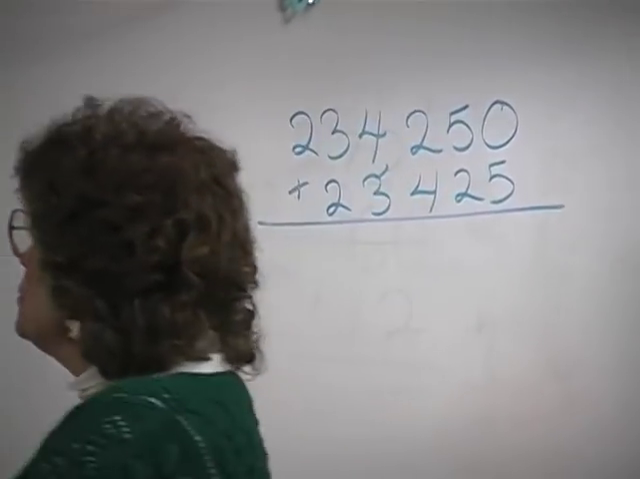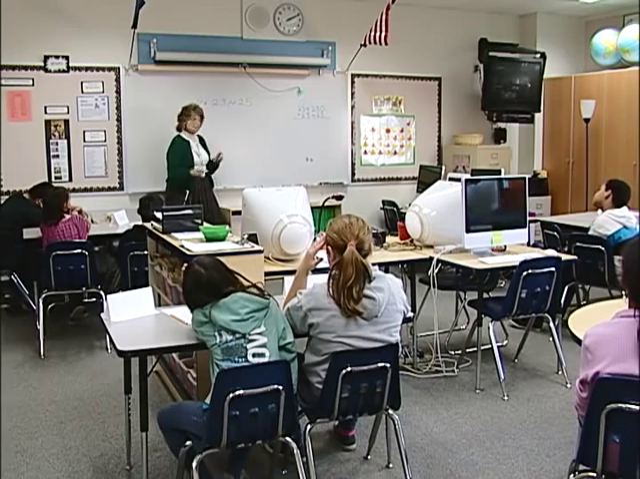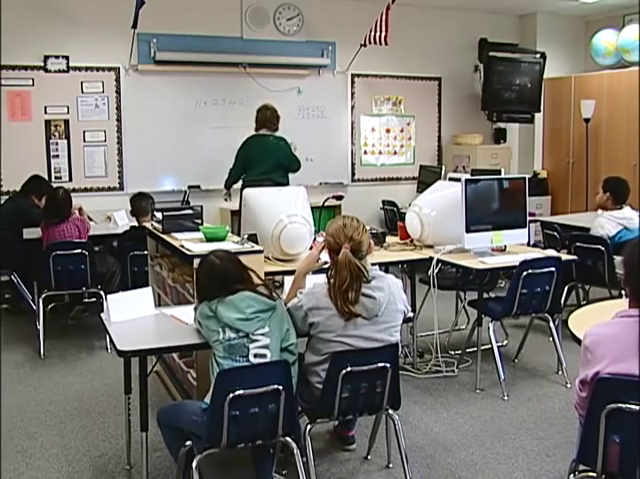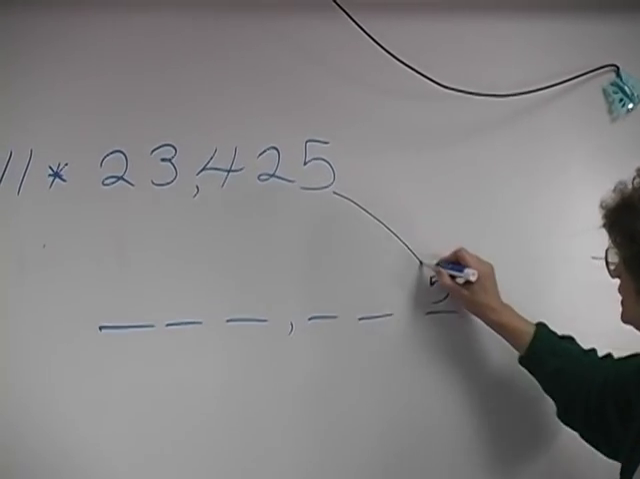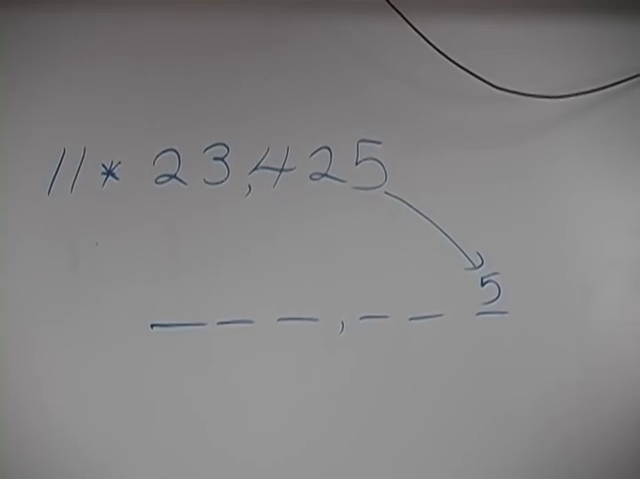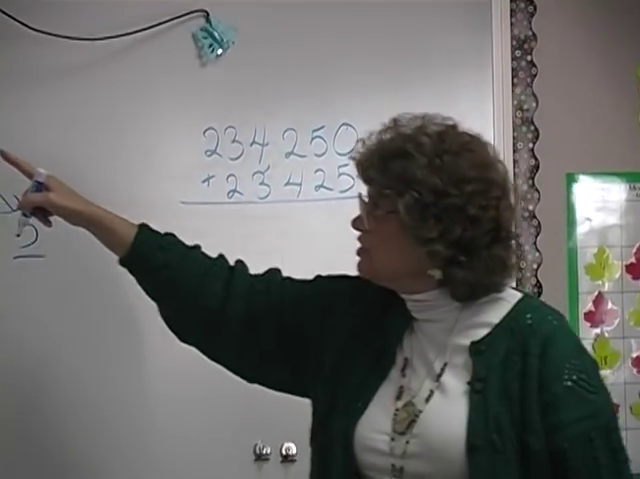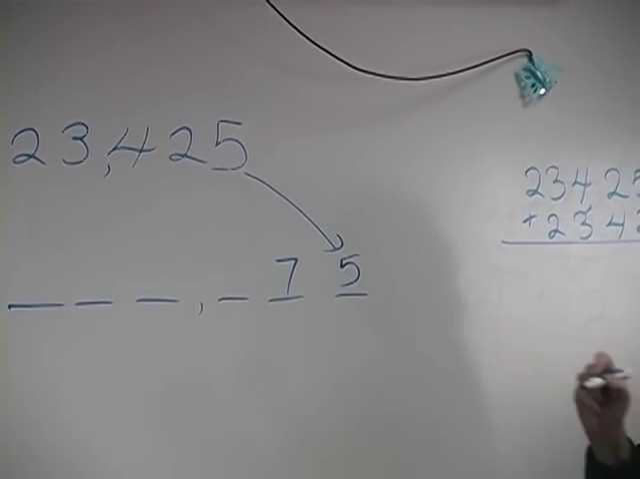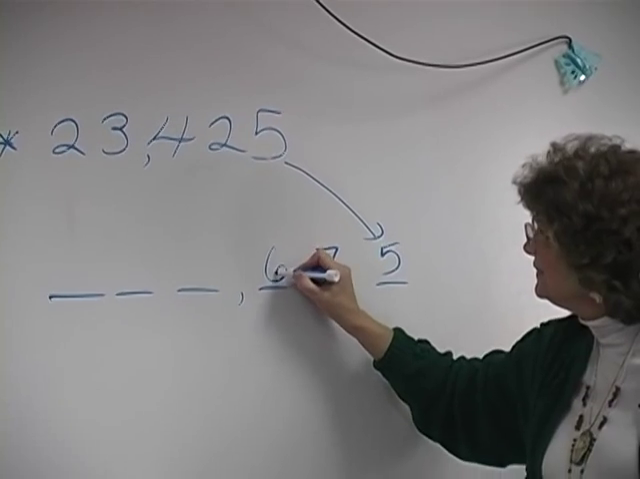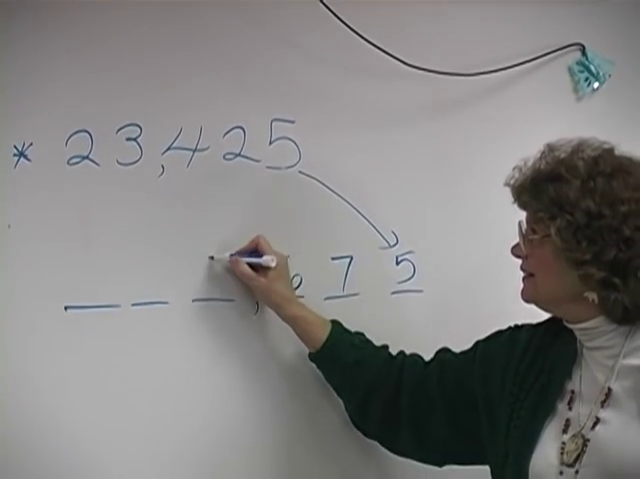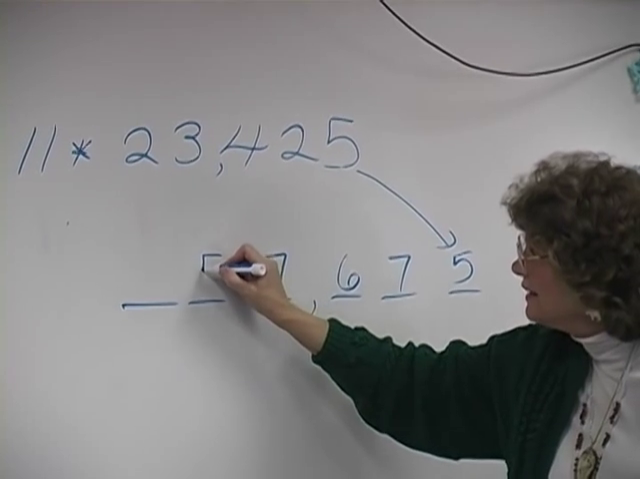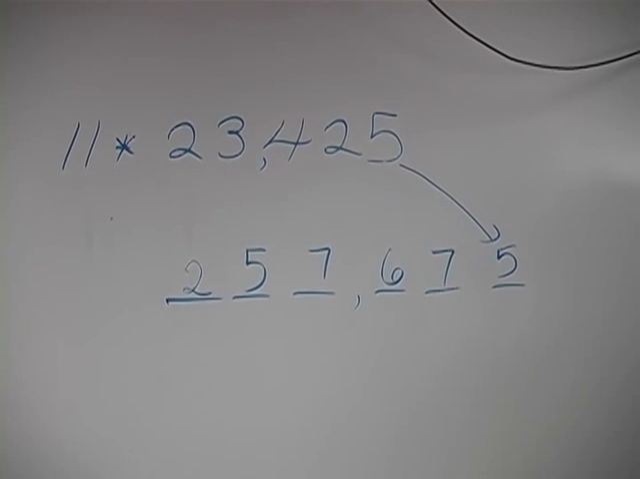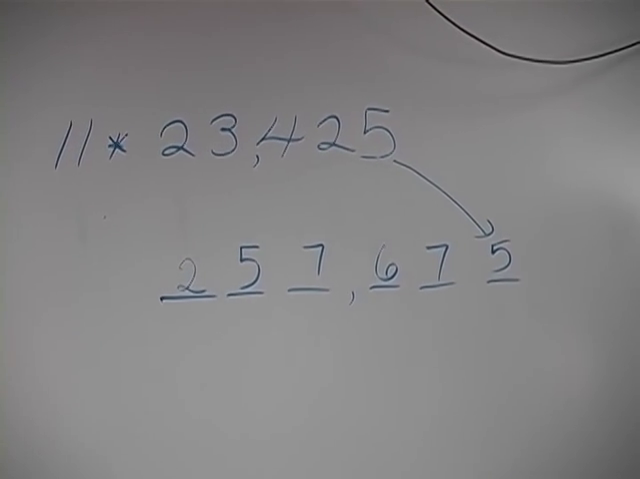Yes. And by the way, boys and girls, if I do 10 times a 5-digit number, I'm going to need 6 spaces. So we realize the first one is going to be? 5. Just like it always was. But what is the next one? 7. Because I'm adding these two? Yes. And what do you think I'm going to add for the next one? 6. These two? And then? 7. And then? 5. And then what do I put here, just like I always did? 2. You could do 11 times a 20-digit number that way.